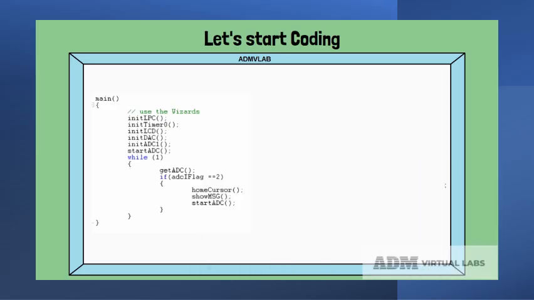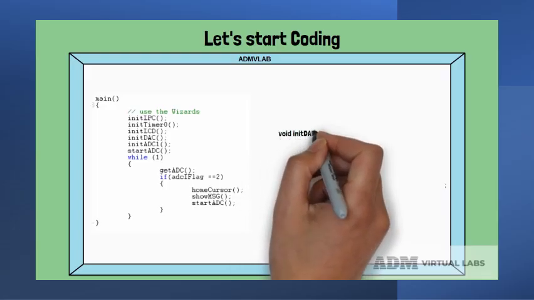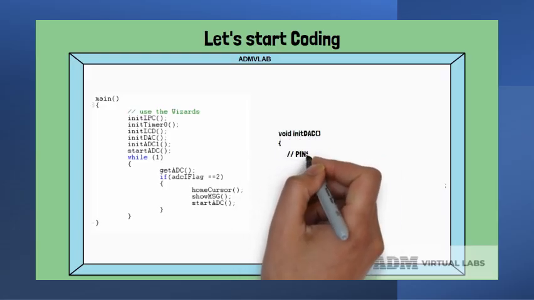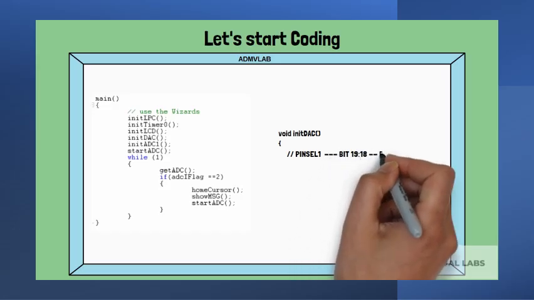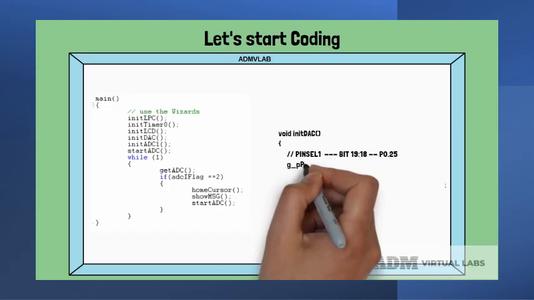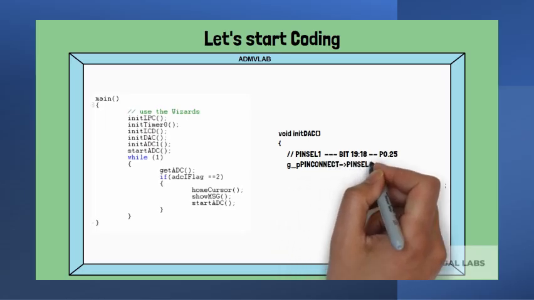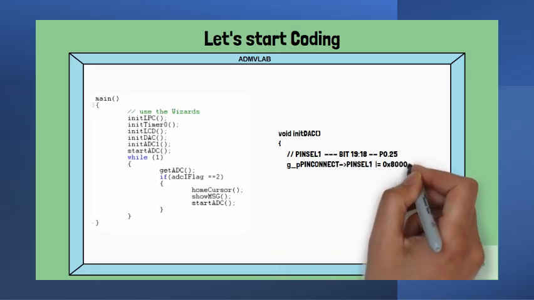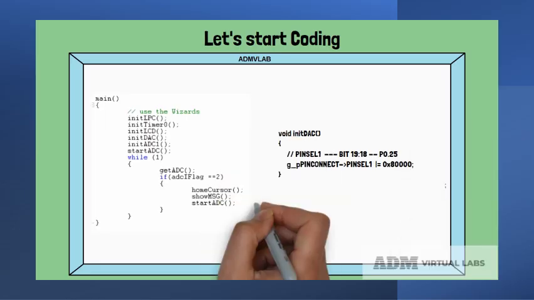In the initialize DAC function call, we need to configure the multifunction pin P0.25 as digital to analog converter. If pin 18 and 19 are both 0, it behaves as a general purpose I/O pin, but if pin 18 is 0 and pin 19 is 1, then it is configured as digital to analog converter.